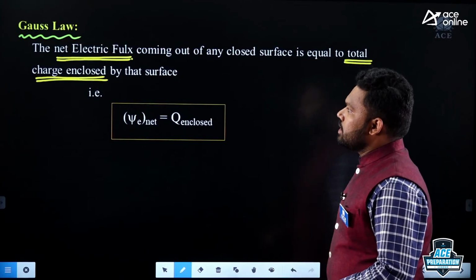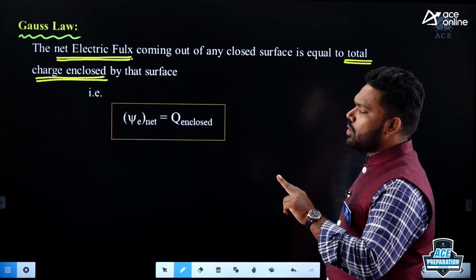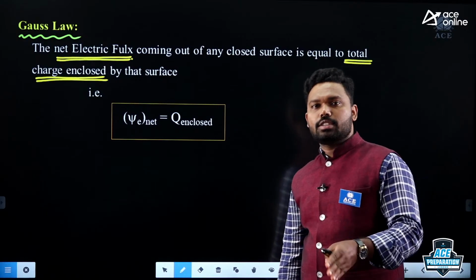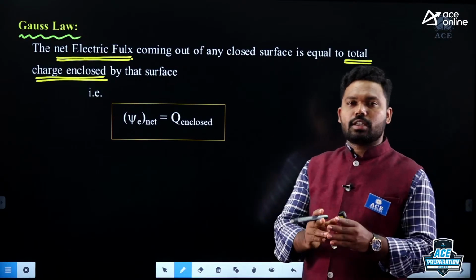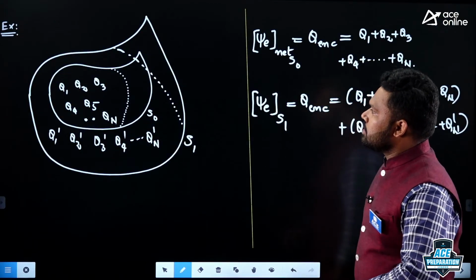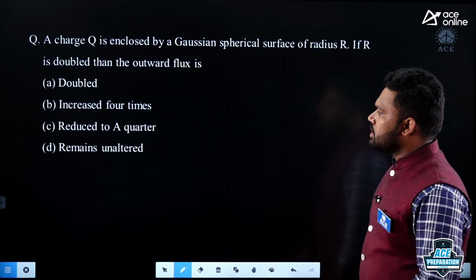Let me reiterate here. What is the Gauss law? Just remember only 2 points. Net electric flux is equal to charge enclosed. You need to consider the charges which are only inside, and you need to discard the charges which are outside. Okay friends, fine. Now let us have some varieties of questions to appreciate these concepts.